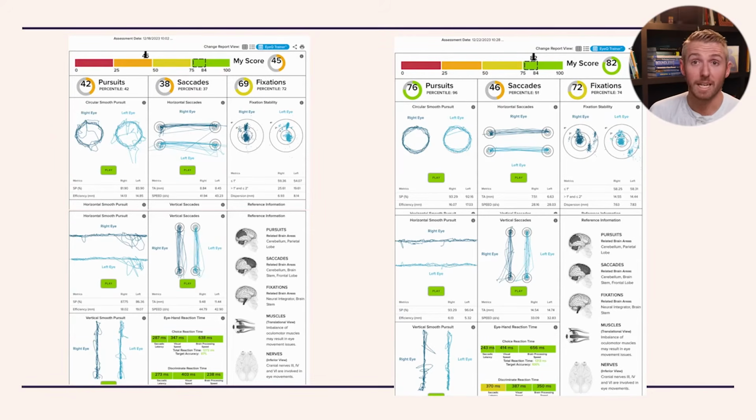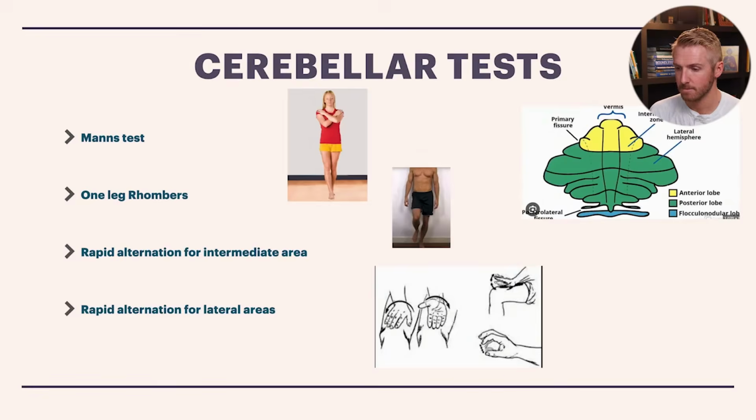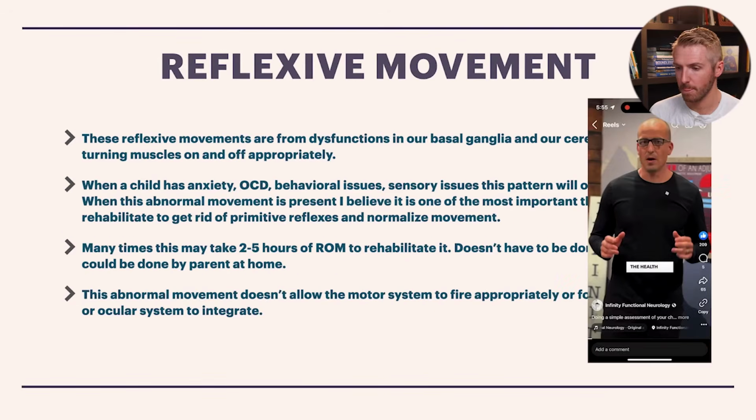This kid came in with a reading issue. I wonder why. He couldn't track his eyes. And just by rehabbing his movement, because he fit this pattern, his reflexes went away. Therefore, his eyes could start functioning more appropriately. So let me go back here.